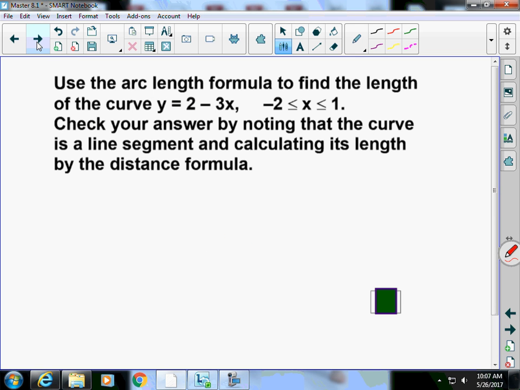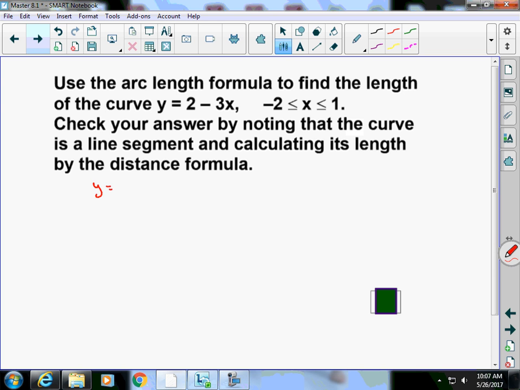So now we want to use the arc length formula to find the length of the curve y equals 2 minus 3x, where x is between -2 and 1. And we want to check our answer by noting that the curve is a line segment and calculating its length by the distance formula. So we're not going to do that part. We're just going to do the first part, finding its length.